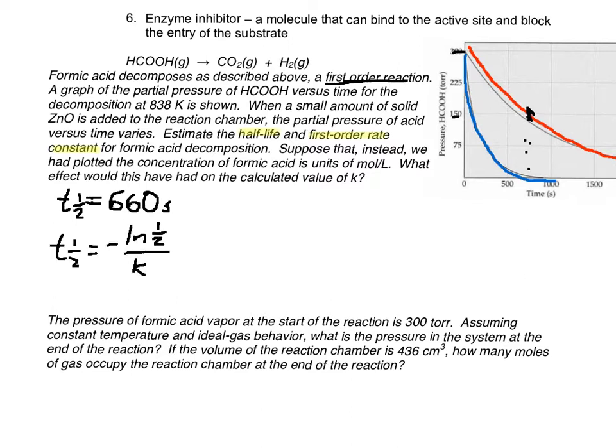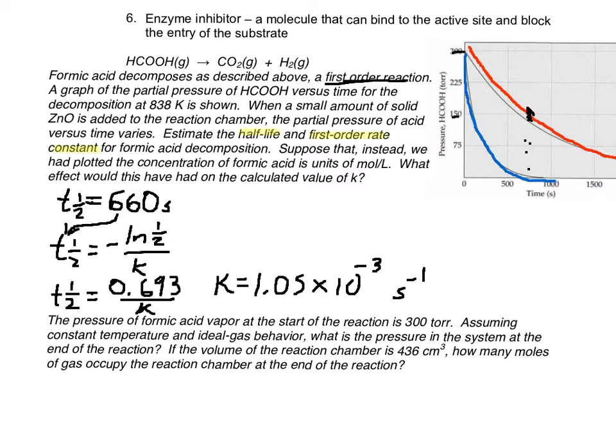So our equation looks something like this. We can just plug in our value for half-life, which I estimated at about 660 seconds, and then go through and solve for k. And when we solve for k, we get about 1.05 times 10 to the negative 3 inverse seconds, or seconds to the negative 1 power.